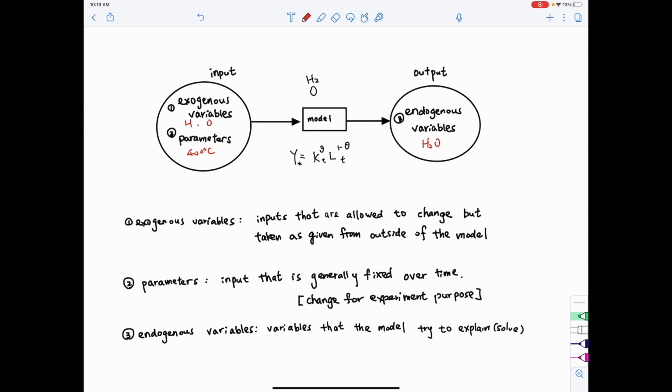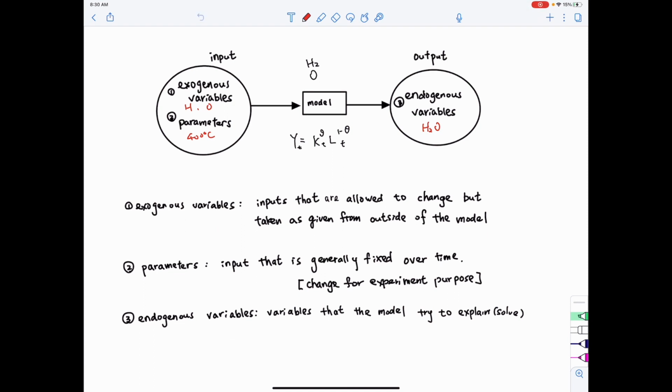I hope this example will help you understand better the structure of an economic model. We have three major components. One is called the exogenous variable, we have parameters, and we have endogenous variables. This completes the discussion related to the procedure for how macroeconomists are doing research.